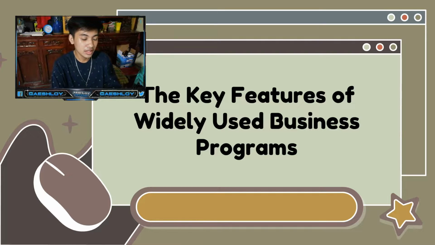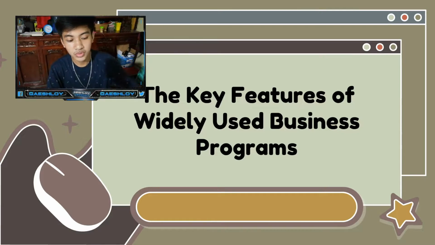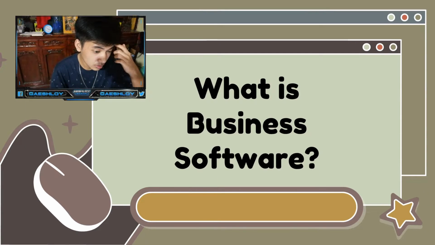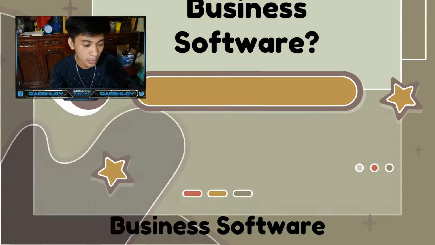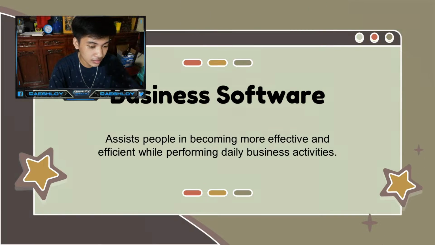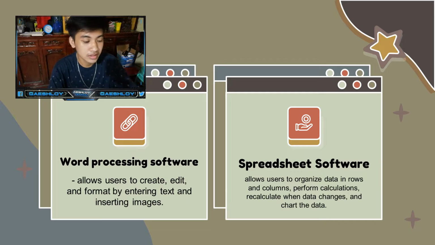Then now let us talk about the 4 categories of application software. The first one is the business software or the business program. So these are the key features of widely used business programs. So what is business software? Business software assists people in becoming more effective and efficient while performing daily business activities. So these are a few examples of business software.